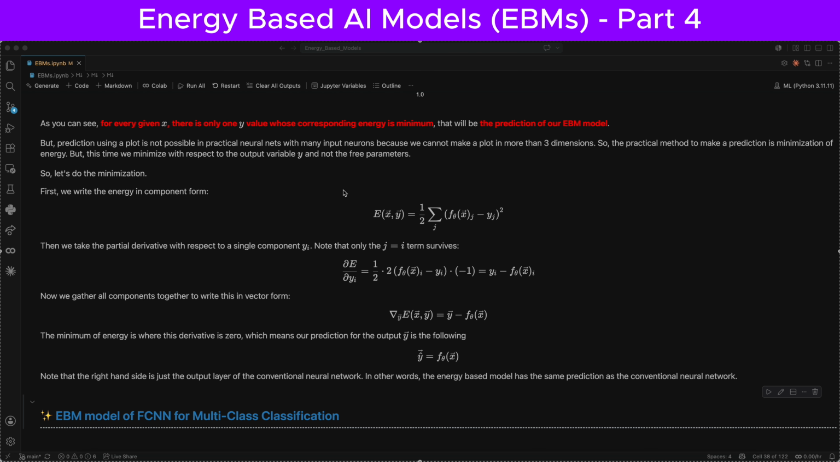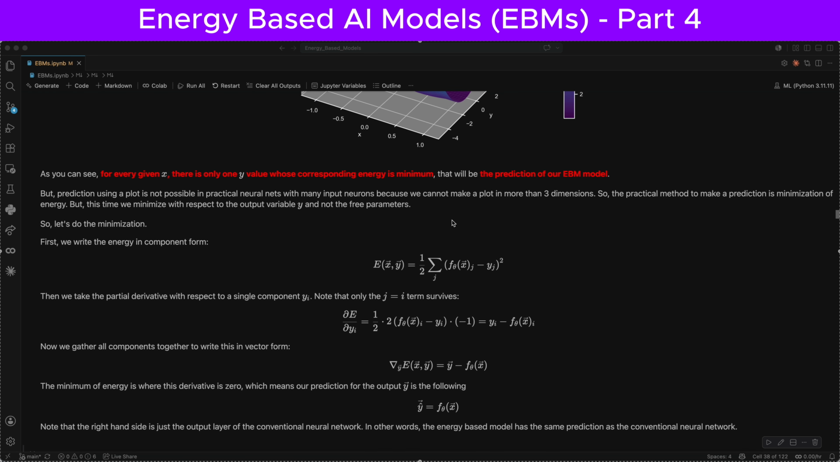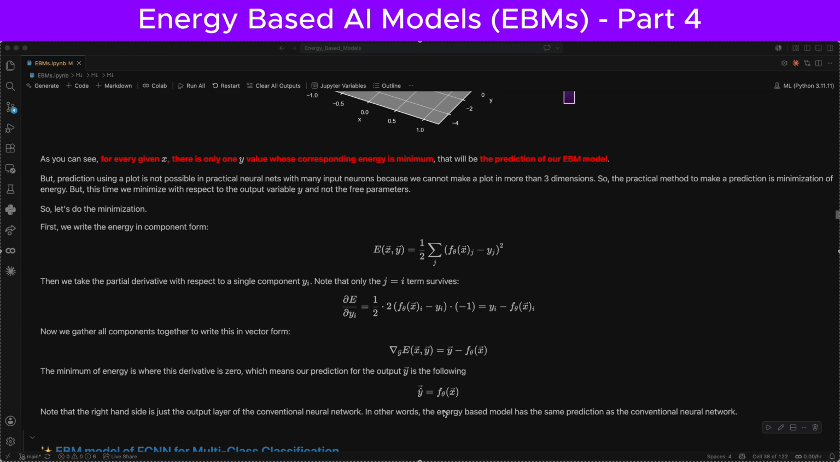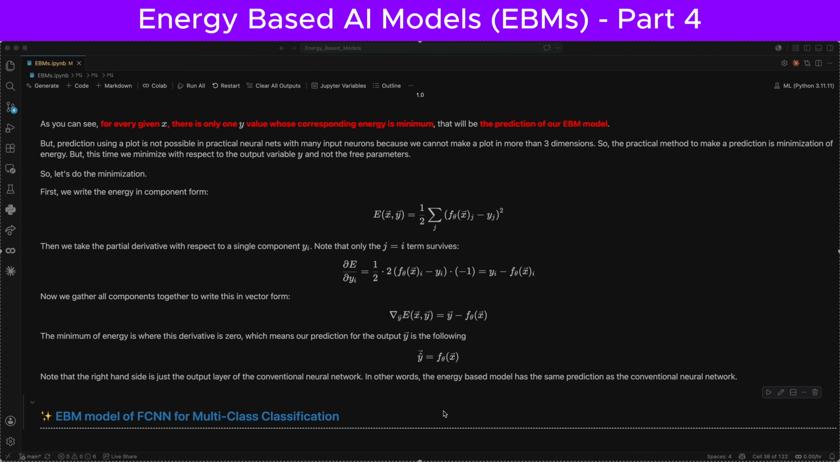So let's do the minimization. First, we write the energy in component form. Then we take the partial derivative with respect to a single component yi. Note that only the j equal to i term survives here. Now, we gather all components together to write this in vector form. The minimum of energy is where this derivative is 0, which means our prediction for the output, which is the vector y, is the following. Note that the right-hand side is just the output layer of the conventional neural network. In other words, the energy-based model has the same prediction as the conventional neural network.